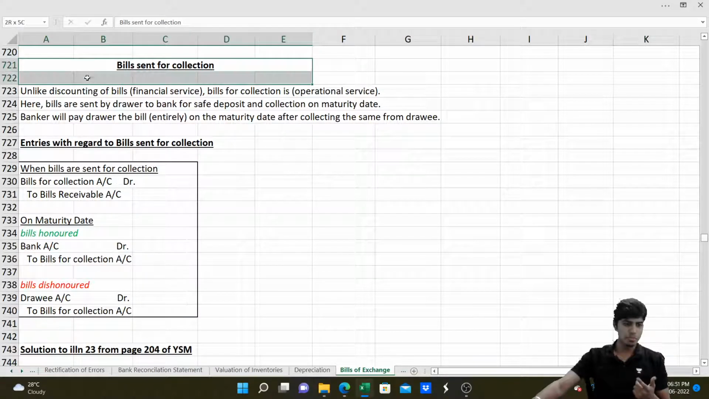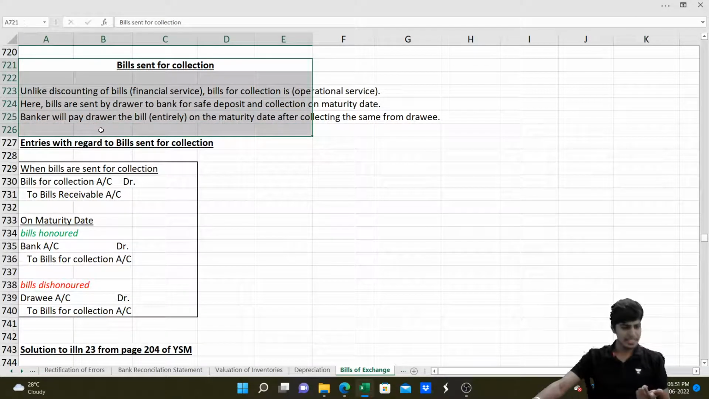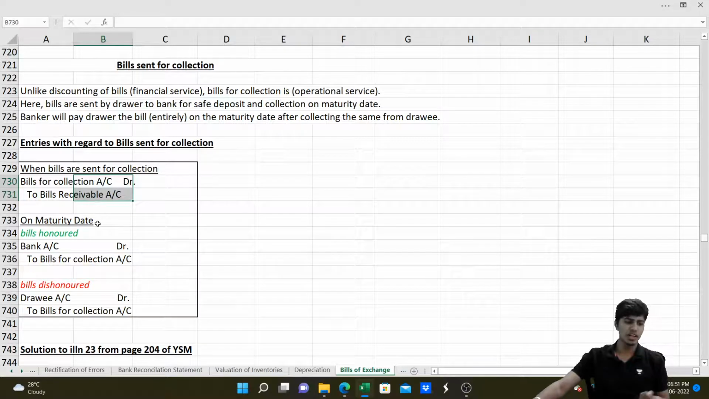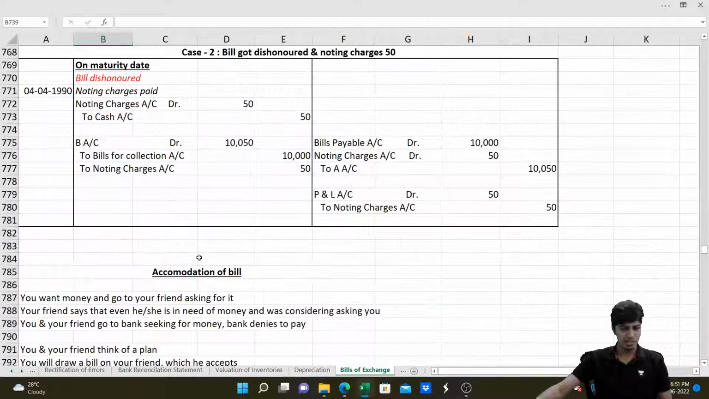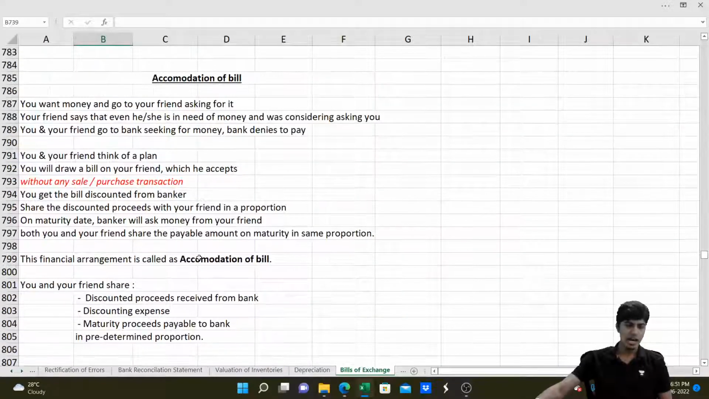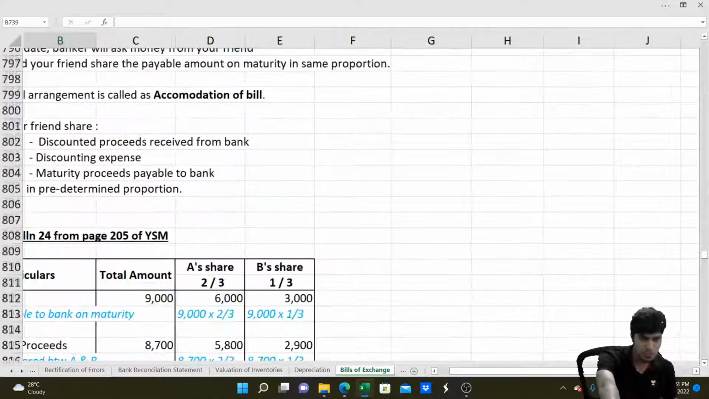The other concept is bill sent for collection. It's like a service where you will write bills sent for collection account debit to receivable account. When it is collected, we'll write bank to bills for collection. If it is dishonored, we'll write drawee to bills for collection. This is a very small concept. Questions have not been asked on this so far, but theory is covered. You guys can revise it. Here comes the last part of this unit.